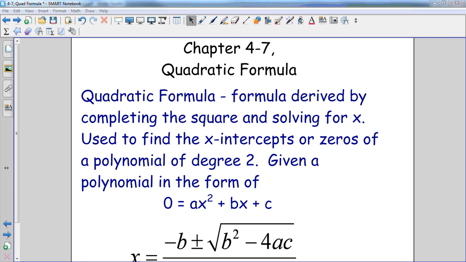Okay, the quadratic formula. This is just another method to find x-intercepts. So far, we've learned two methods. Who can remember them both? First method, what did we do? Like 2 tests ago. Factoring.